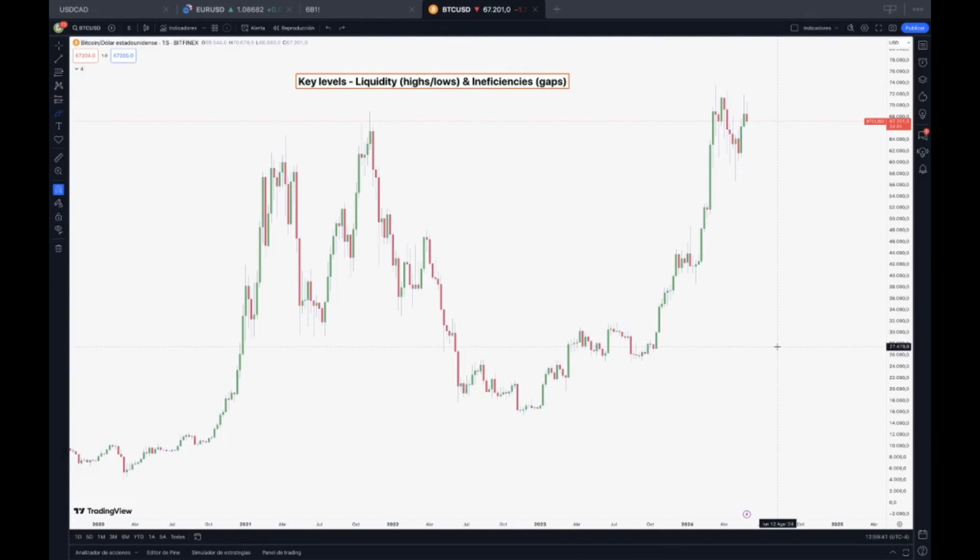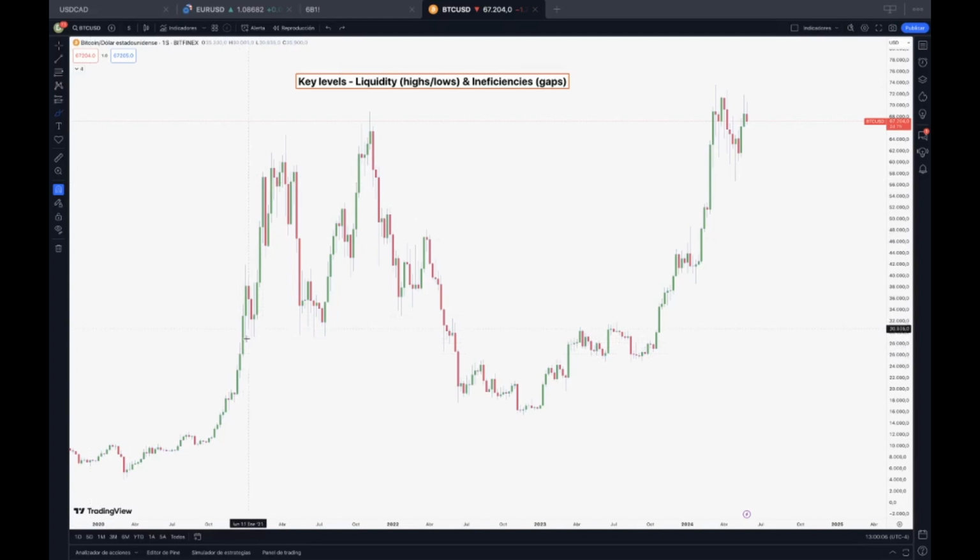We're going to be using Bitcoin as our instrument for this example, and the key levels will be in two forms. There will be liquidity in the form of older highs and older lows, and inefficiencies in the form of gaps. Let's start by explaining why we consider these older highs and older lows as liquidity.